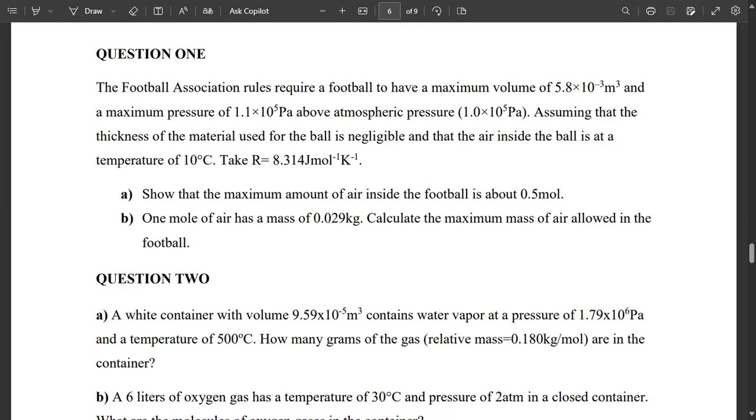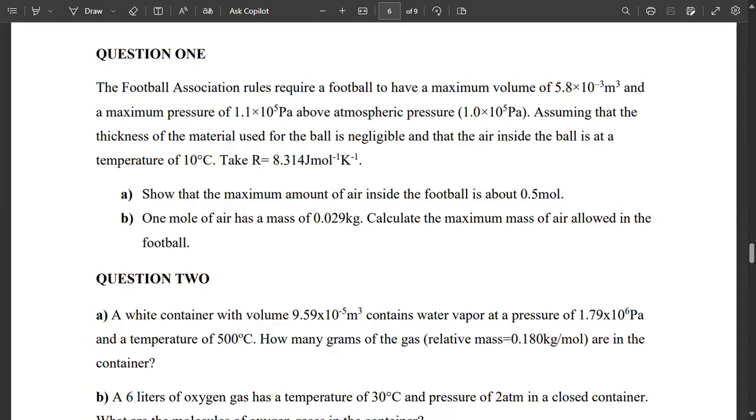Okay, so assuming that the thickness of the material used for the ball is negligible, and that the air inside the ball is at a temperature of 10 degrees Celsius, take the ideal gas constant to be 8.314 joules per mole per Kelvin. A. Show that the maximum amount of air inside the football is about 0.5 moles.